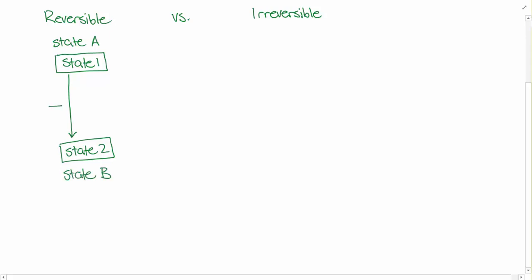B, if this path is reversible, if it's done reversibly, that means if it's done so slowly that the system and surroundings are always in equilibrium, then we can return along a reversible path and we can restore simultaneously our system to state 1 and our surroundings to state A.